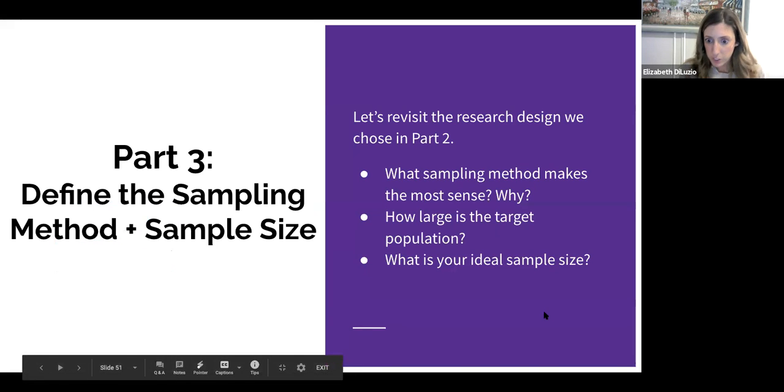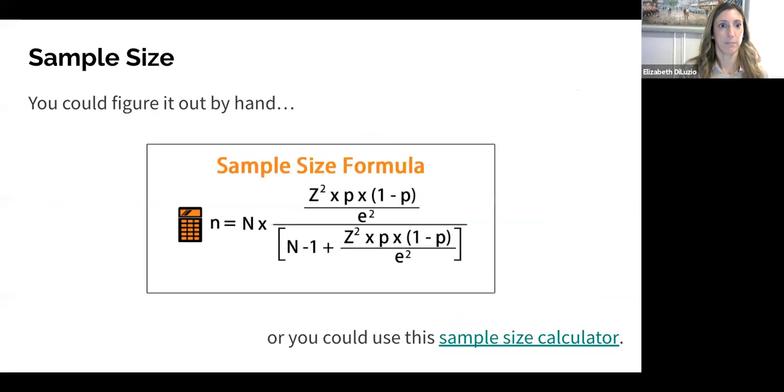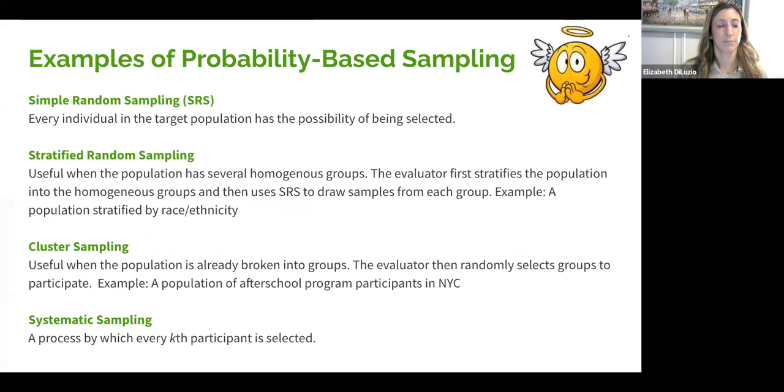Okay, so then check time. Let's do this as a group too. If we're talking about Lower Merion again, and we're talking about sampling, what sampling method makes the most sense? We want to do probability based, and I think you could argue for a number of these. Tell me which one you think would make sense, and tell me why.